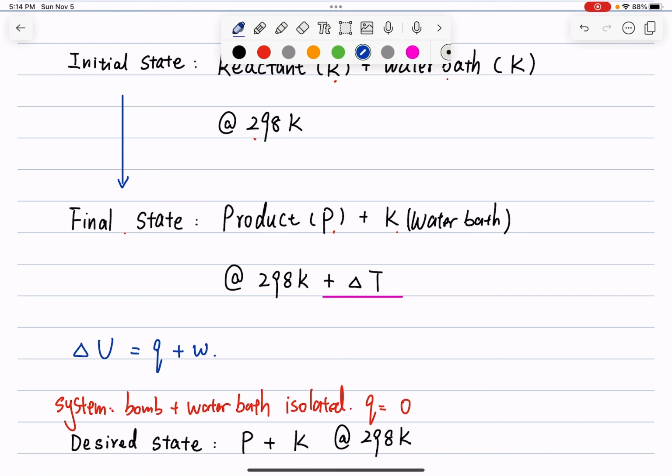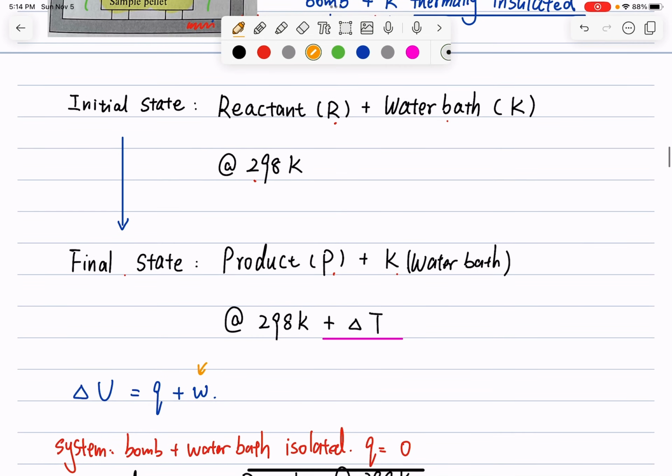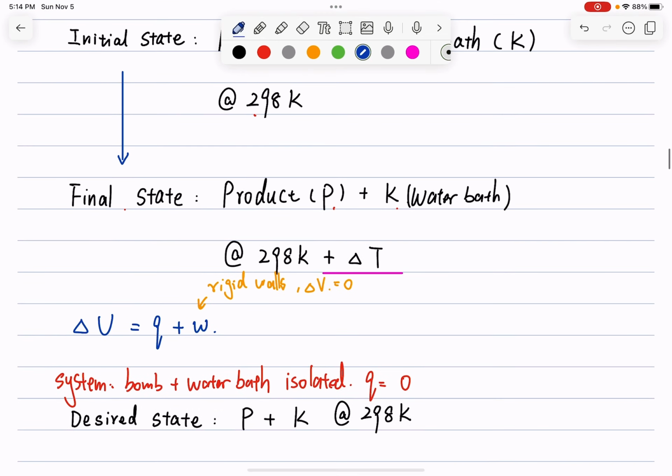And in this reaction, we're given that the water bath is surrounded by rigid walls, so it does not move. What we have is the change of volume equals 0. So in this process, the total change of internal energy equals 0.